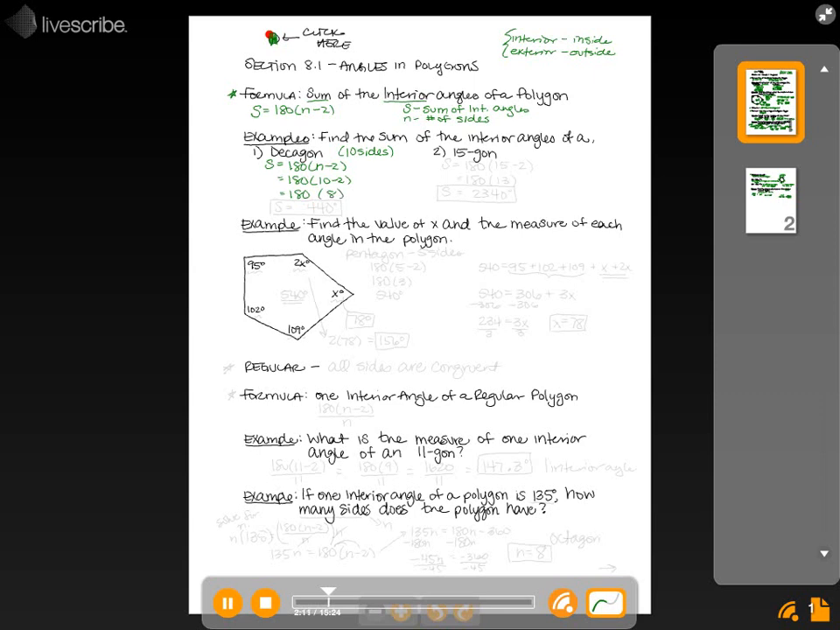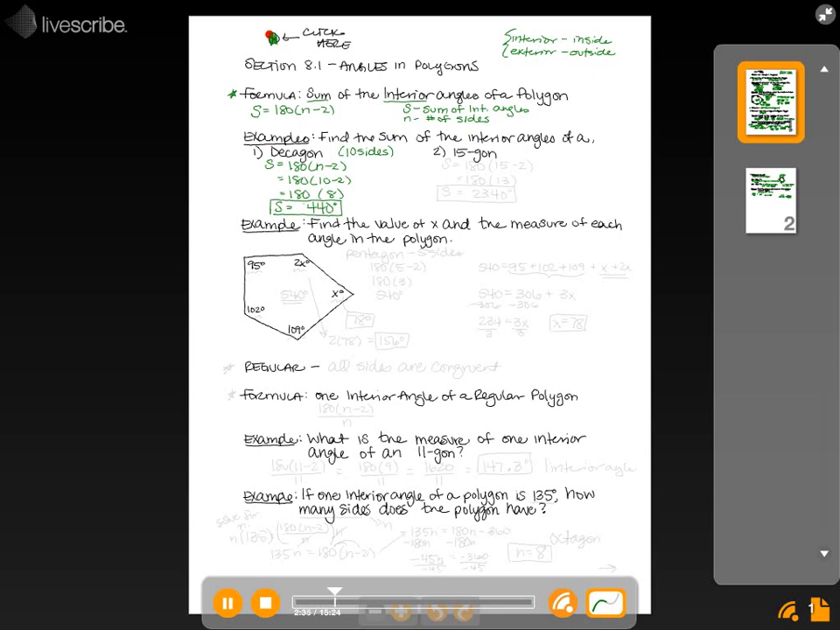So then we put in our calculator 180 times 8, and we get 1440. Now it is angles, so we should have a degree sign on our answer. And that's the sum of all of the angles added together. All the angles inside the decagon would add to 1440 degrees.